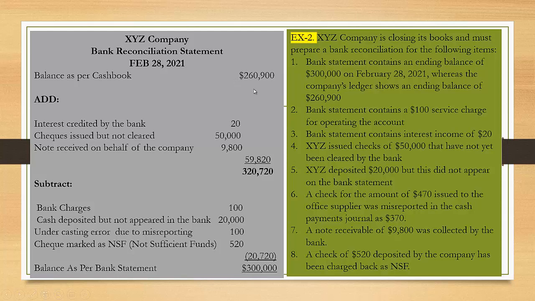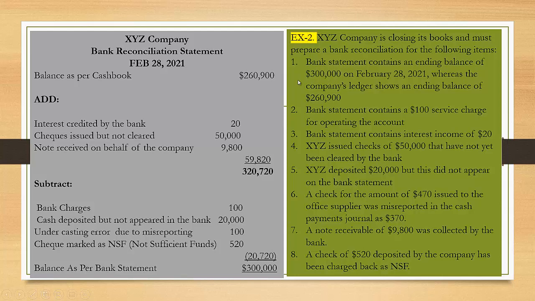Now you can see item number 1 mentions that the bank statement contains an ending balance of 300,000. So you see I have started from balance as per cash book, 260,900. This is the amount. I have added and subtracted some items, and finally I have reached the balance as per bank statement.